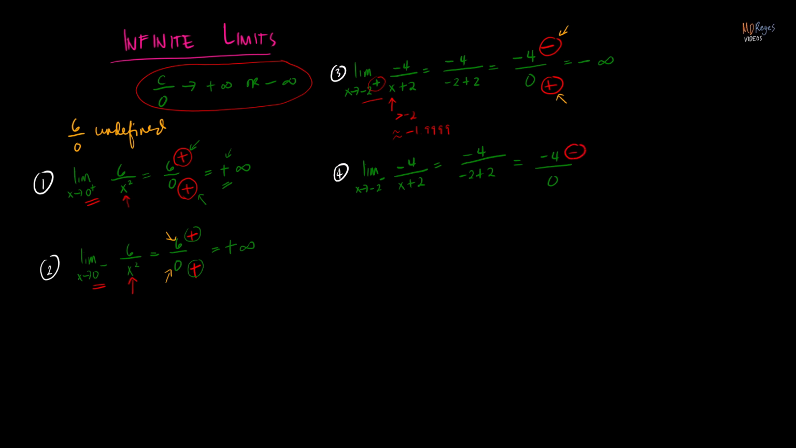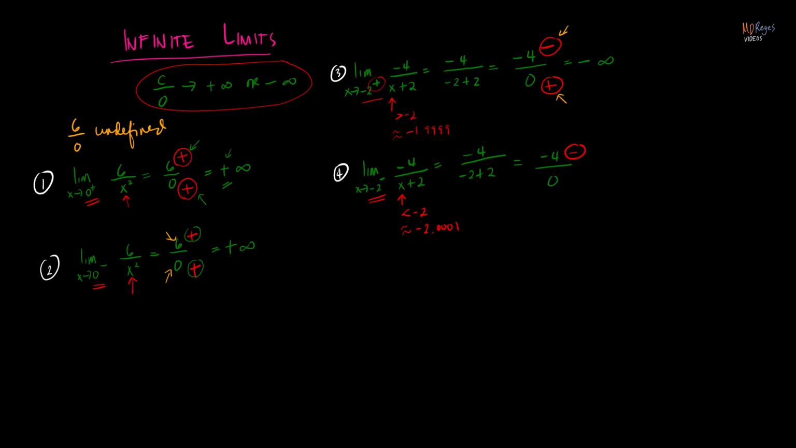Now let's look at the sign of the denominator as x approaches negative 2 from the left. As x approaches negative 2 from the left, it means x is a number very close to negative 2 but less than negative 2. Let's take a number very close to negative 2 on its left. So let's say negative 2.0001.